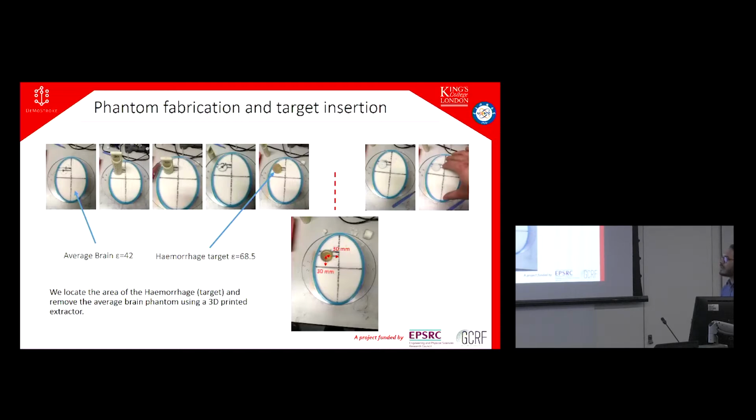We've used an insertion, a 3D printed jig, I would call it, so we can remove the average brain part from that specific area, and introduce the hemorrhage target of 68.5. So yeah, we call it a target. Of course, it would be closer to the hemorrhage, and maybe at this point it's better to show how this is made.